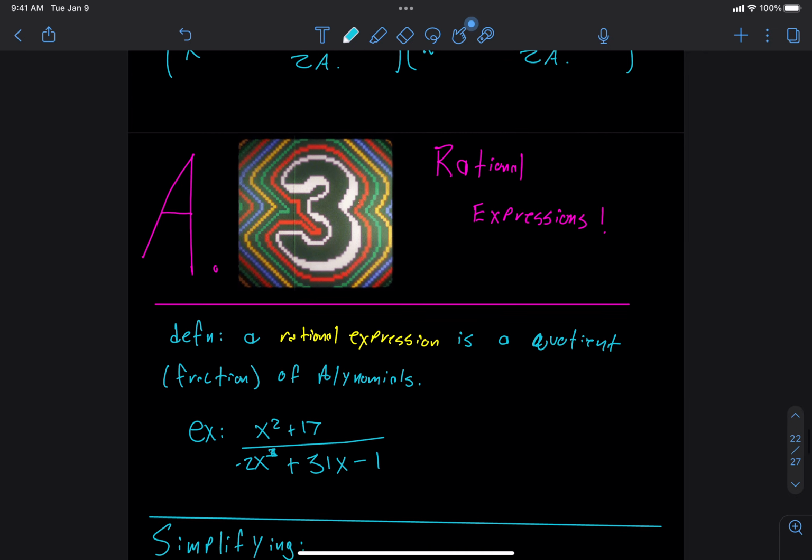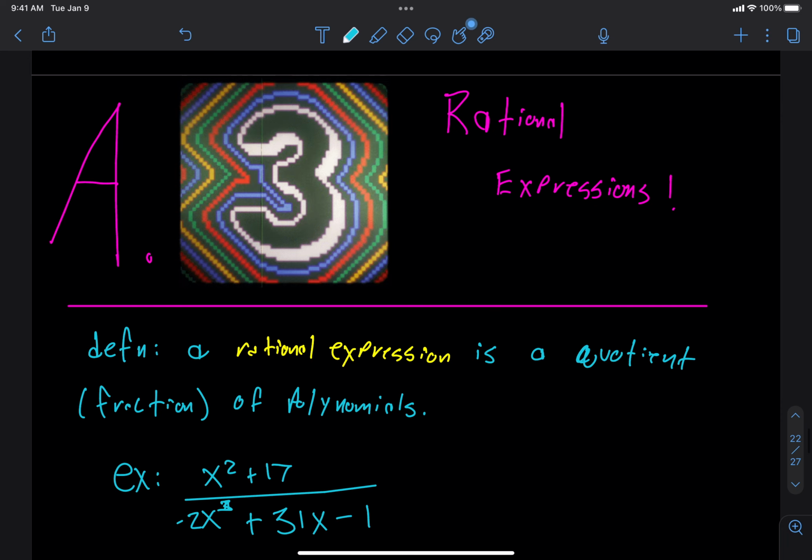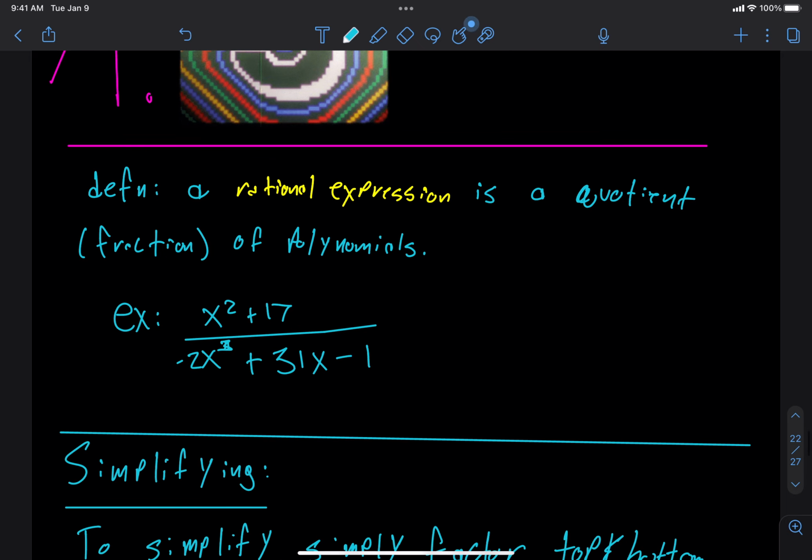All right. So next up, we're going to talk about the next section, which is A.3. And A.3 is all about rational expressions. So there's that word rational again. What does that mean in the math world, rational? Oh, rational has the word ratio in it, and ratio brings to mind fractions, right? So rational expressions are going to be fractions where the numerator and the denominator are going to be polynomials. Okay, so that's the definition here.